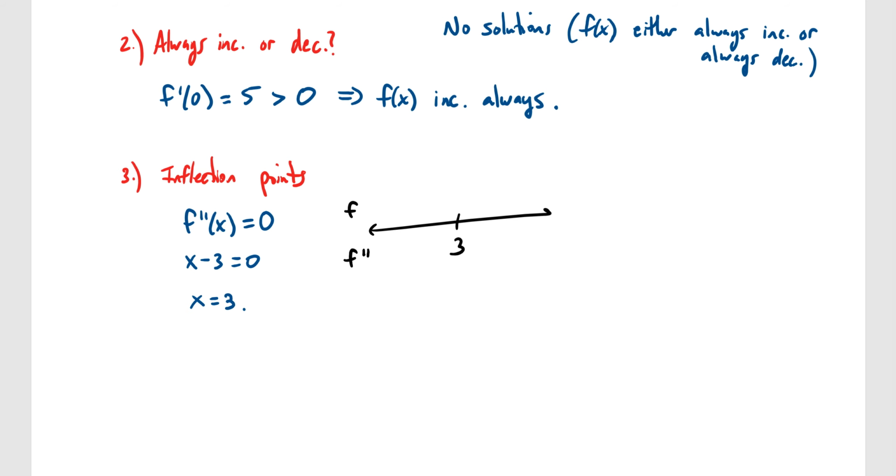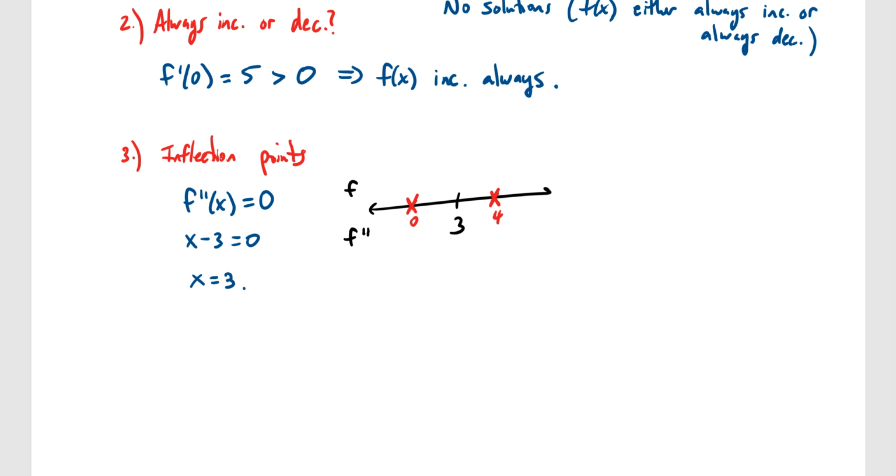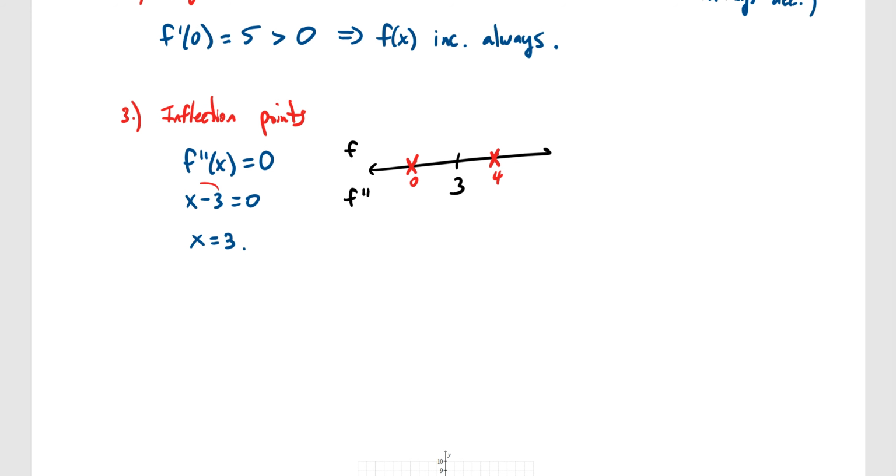Plug in values to the right of 3 and to the left of 3. We should use 0 and 4. Looks like those are the easiest ones. We have to plug into f double prime. F double prime is x minus 3. If we plug in a 0, 0 minus 3 is negative. That means concave down. If we plug in a 4, 4 minus 3 is positive, so concave up. So since it changes concavity, there is an inflection point at x equals 3.